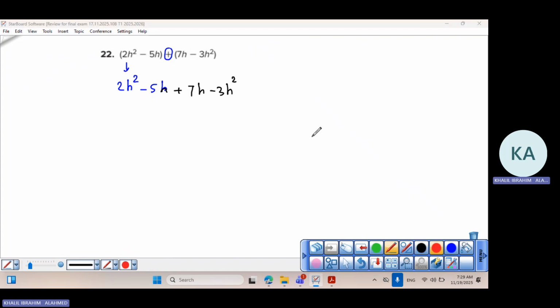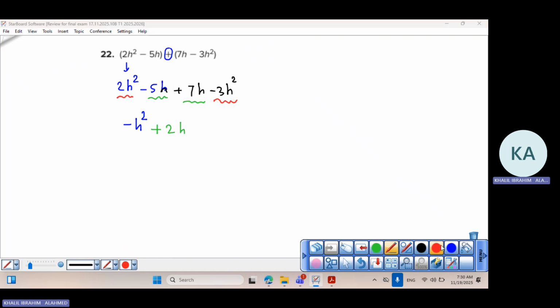If you look here at the expression, look for the similar terms. As you see here, 2h square minus 3h square. What is the answer? The answer is negative h square. Also, as you see here, negative 5h plus 7h, the answer is 2h. This is the final answer.